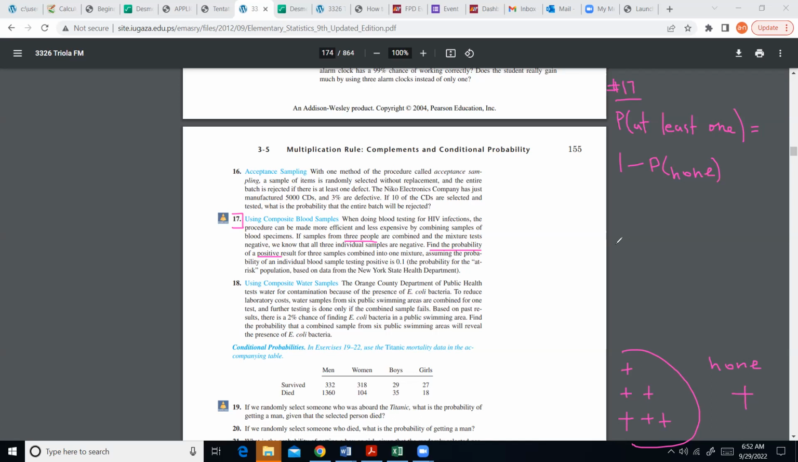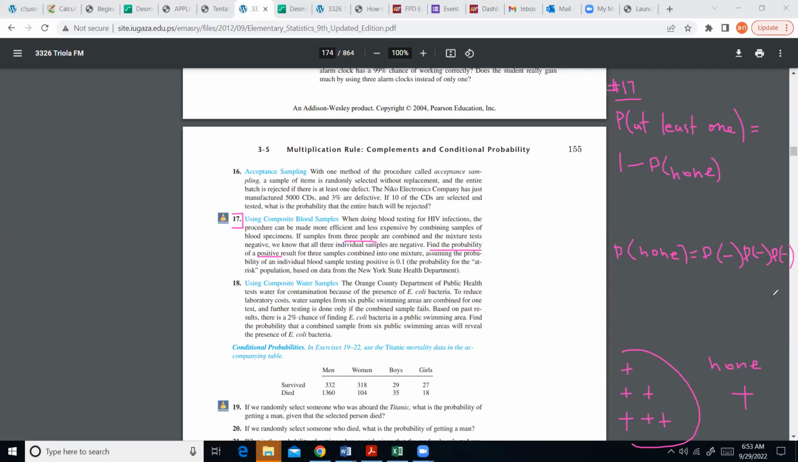And none of them positive, I can calculate much faster, because it means that we have the probability of a negative, and another negative, and a third one negative, right? So all 3 negative, that's the only case when none of them is positive, because once we get a positive in this mixture, then that's it. The whole thing shows positive. So I want to make sure that all of them are negative.